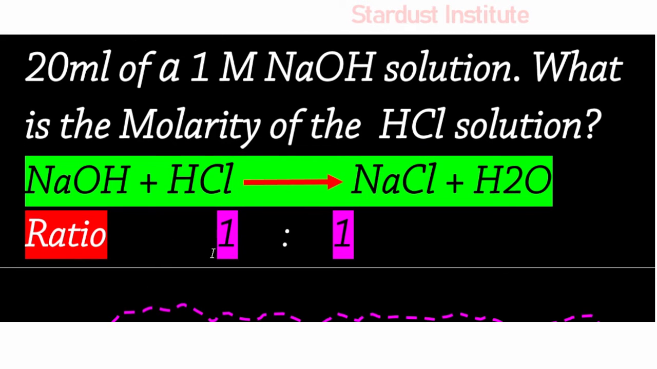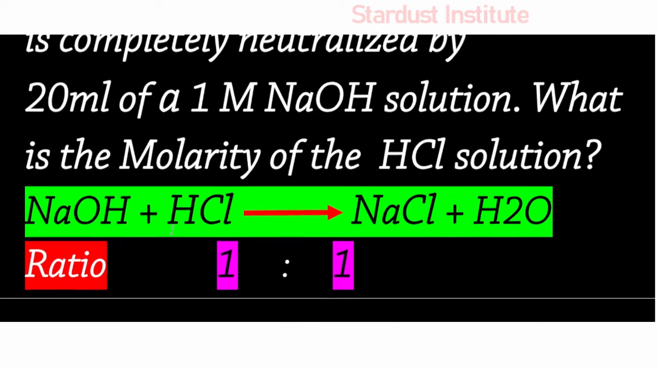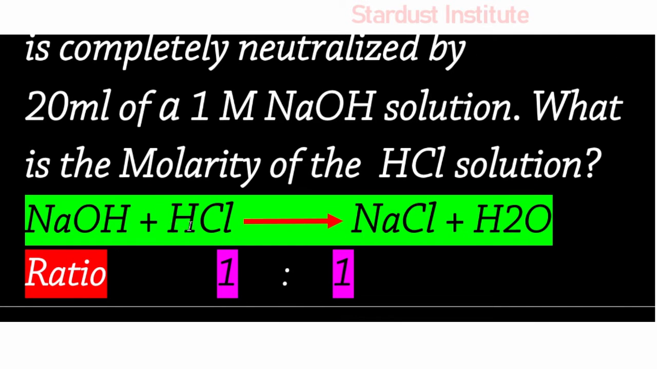Now you can see the ratio is 1 to 1. To react with 1 mole of HCl, 1 mole of sodium hydroxide is required. The same way, to react with 1 mole of sodium hydroxide, 1 mole of HCl is required.